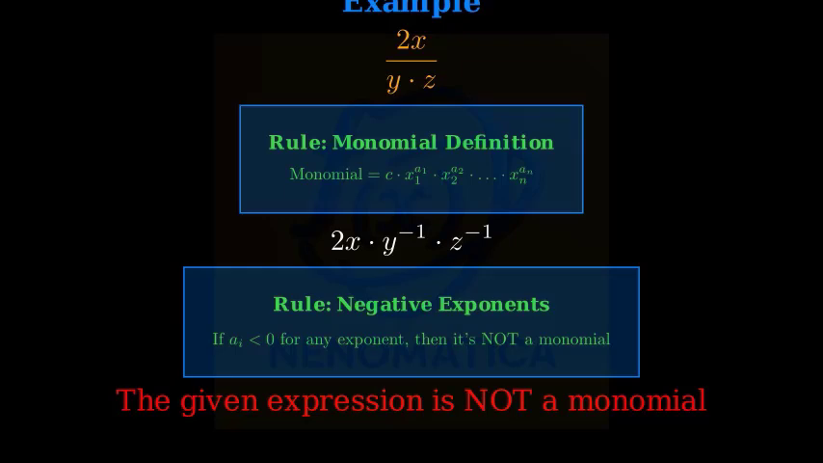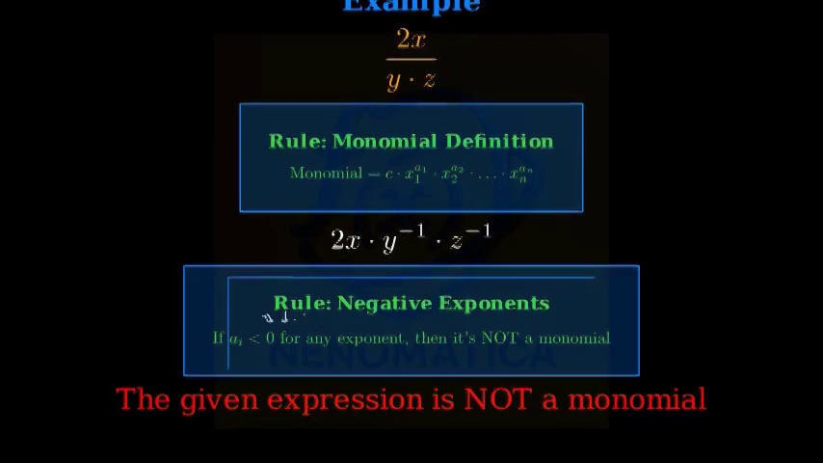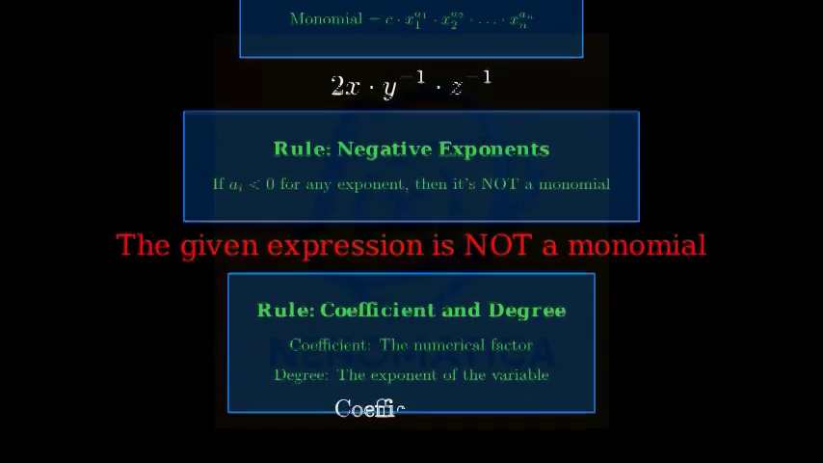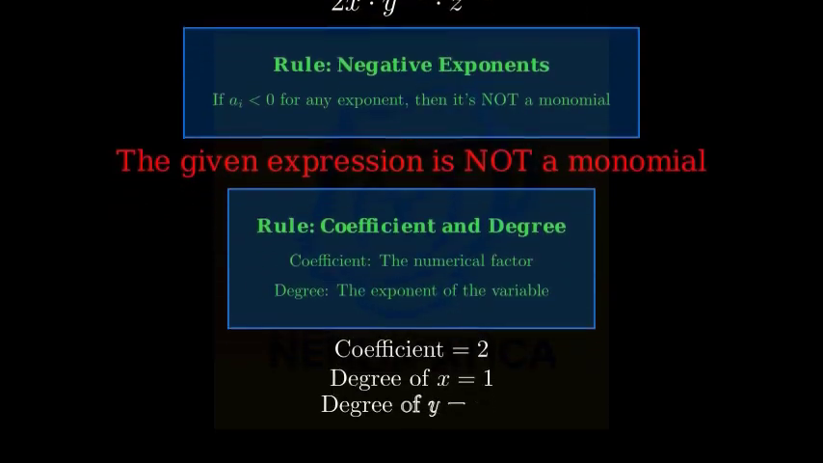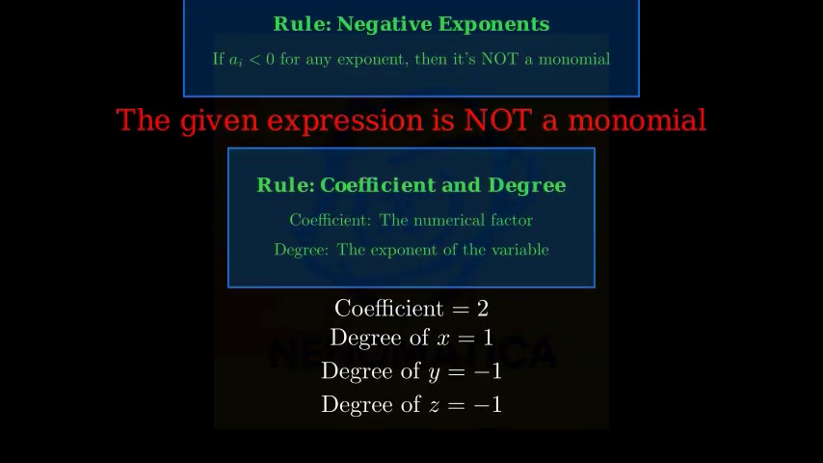Let's summarize our findings. The expression is not a monomial because it contains variables with negative exponents. The coefficient is 2. The degree of x is 1. The degrees of y and z are both -1.